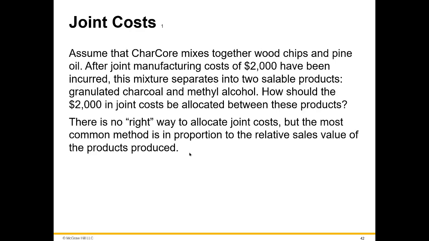Assume that Char-Cor mixes together wood chips and pine oil. After joint manufacturing costs of $2,000 have been incurred, this mixture separates into two sellable products: granulated charcoal and methyl alcohol. How should the $2,000 in joint costs be allocated between these products? Well, there's no right way to allocate joint costs, but the most common way is in proportion to the relative sales value. Okay, so this is one of those where there are not definitive rules, not like financial accounting. These are ones where we need to decide what works best, but usually the most common method is in proportion to the sales value.